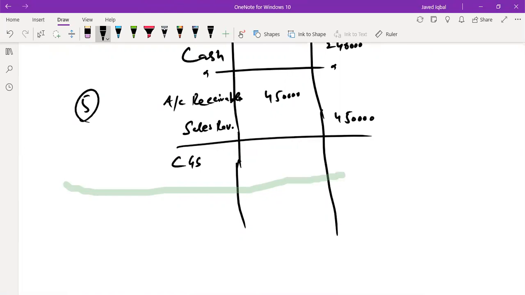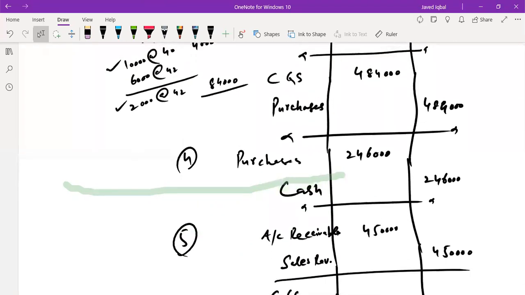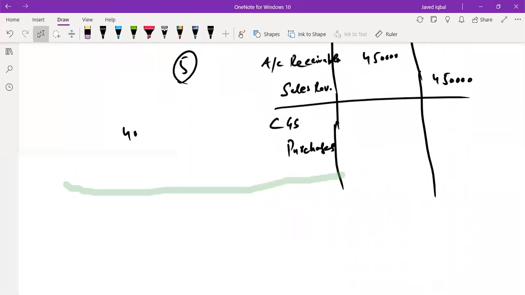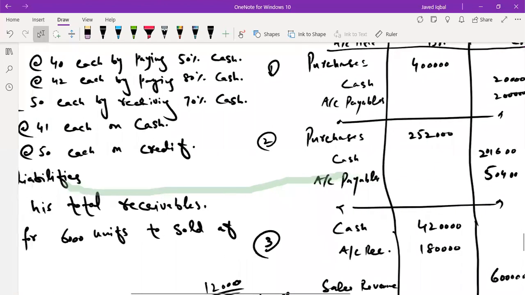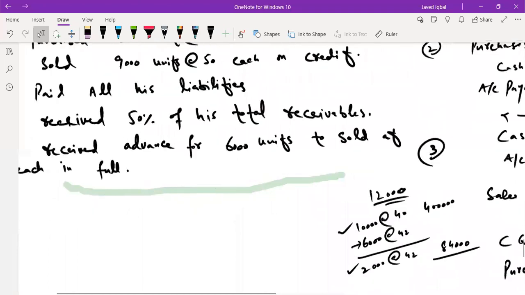So CGS is credited with purchases. So how much would CGS be? It is your remaining quantity from the last transaction. After deducting 2,000 from 6,000, you have 4,000, which cost 42, and then you had 6,000 units more at 41 each.